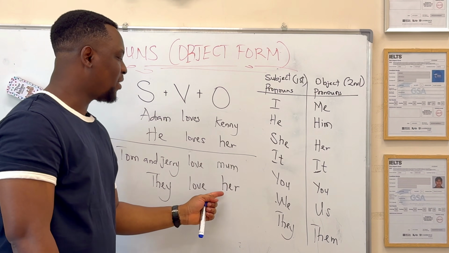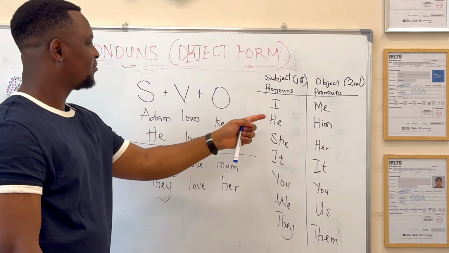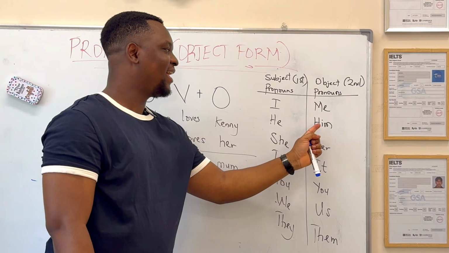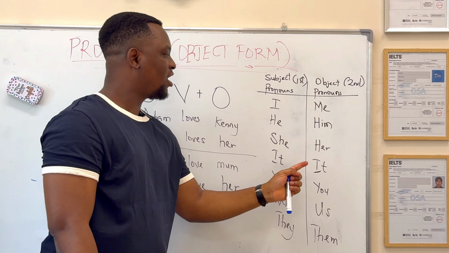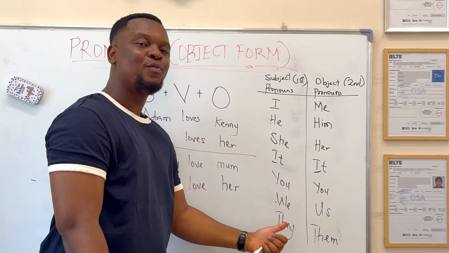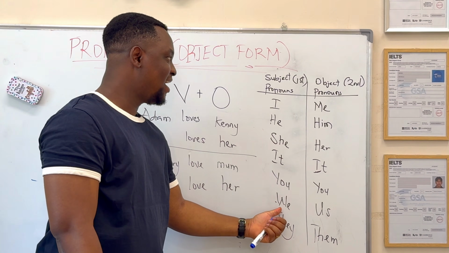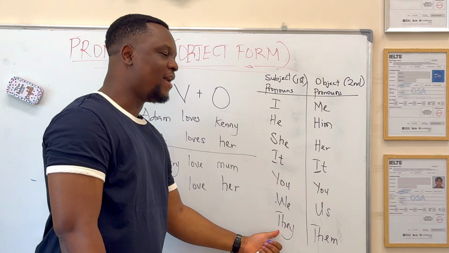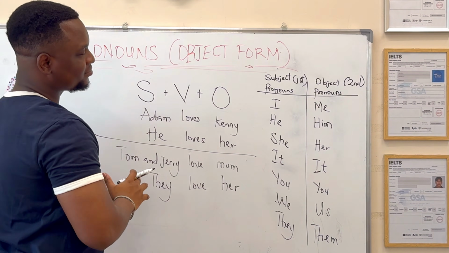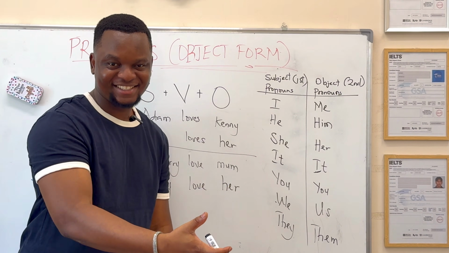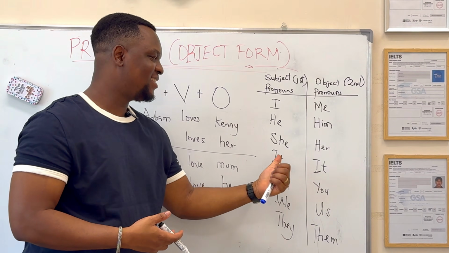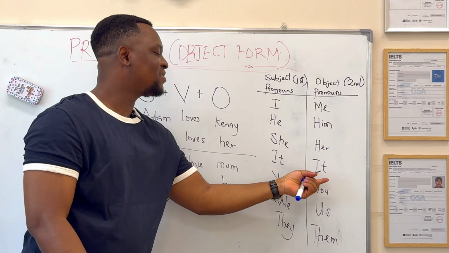So these objects we have he, him, I, me, she, her, it, you, we, us, they, them. And this is how we use it. I like chicken. I like it. We're talking about this it, not this it, but they're the same. So you can say it.